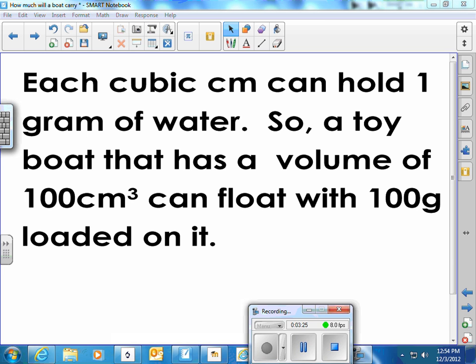Each cubic centimeter can hold 1 gram of water, so a toy boat that has a volume of 100 cubic centimeters can float with 100 grams loaded on it. So if we can figure out the volume of that boat to be 100 cubic centimeters, then I could put 100 grams in it and it would almost sink, but not quite.